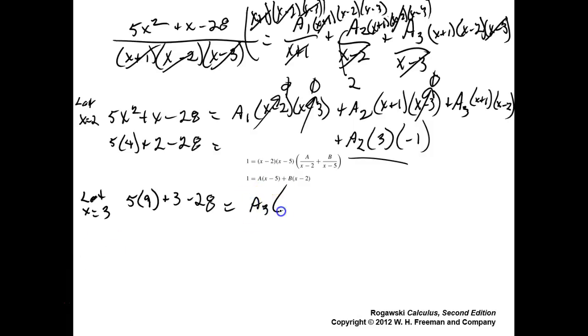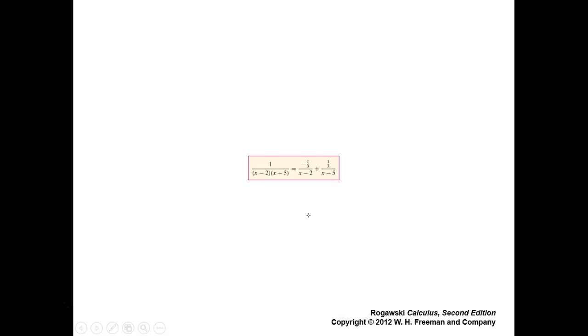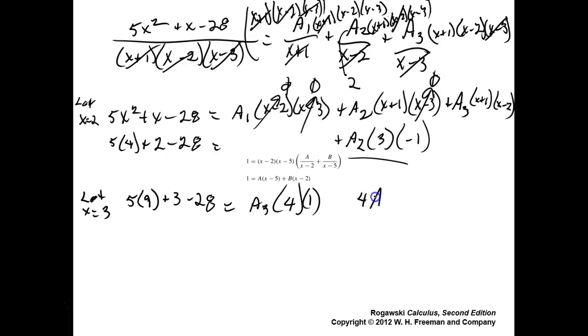Okay. A3 times 4 times 1. Okay, so that gives me 4A3 is equal to, now let's figure out what the left-hand side is. That's 45 plus 3 will be 48 minus 28 is 20. Okay? Right? So that makes A3 equal to 5. A3 is equal to 5. So this A3 here is now 5. Right? All right.